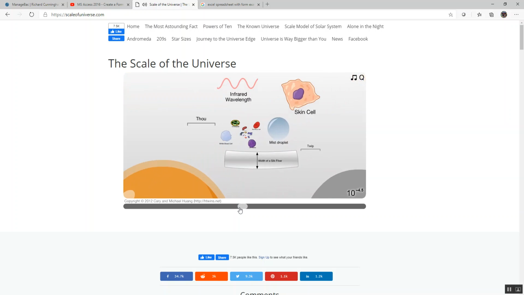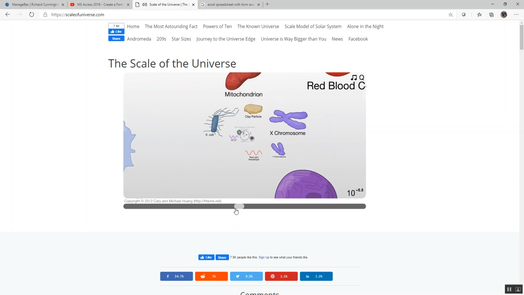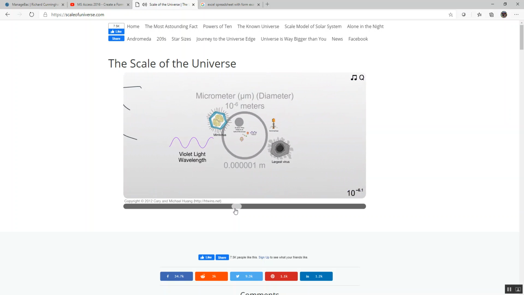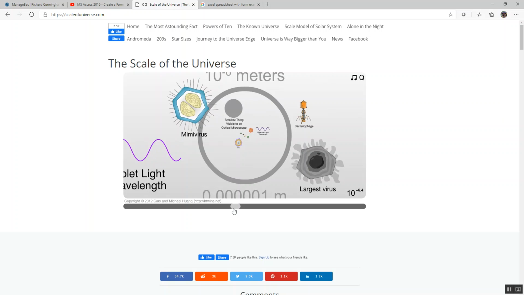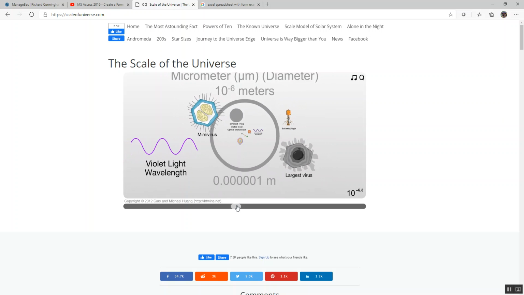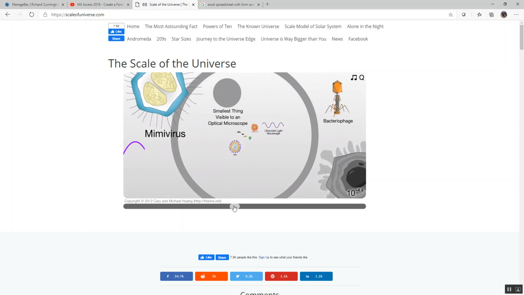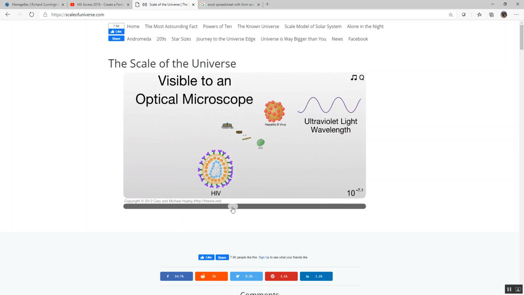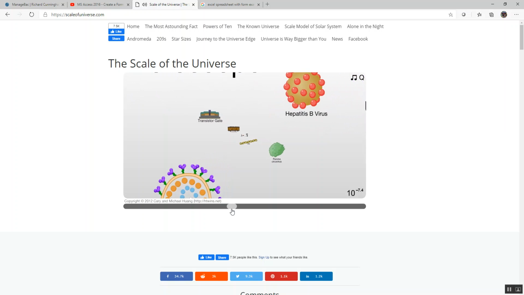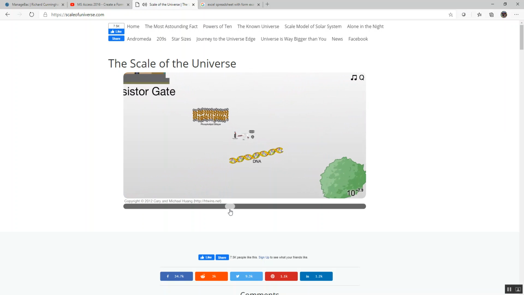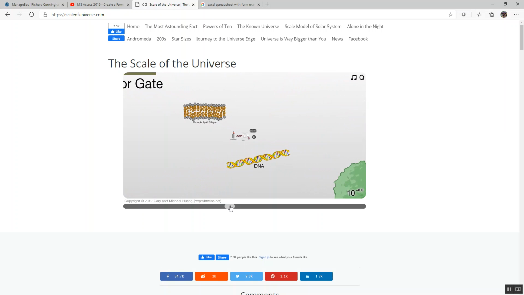We can keep going then. Width of a silk fiber. We've got chromosomes, wavelengths, viruses. We got the HIV virus, hepatitis B. We've got strands of DNA, which is 10 to the power of negative 8, so very, very, very small. 10 to the power of negative 8. 1, 2, 3, 4, 5, 6.